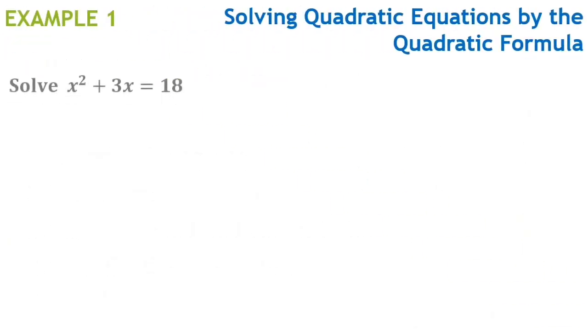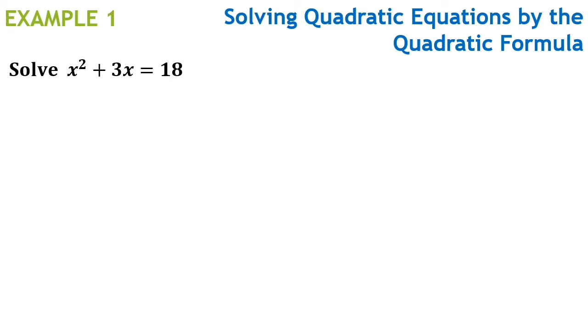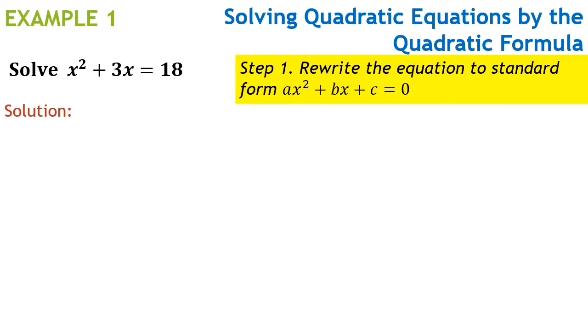To begin with, let us have example number 1. Solve x squared plus 3x is equal to 18. Following step number 1, rewrite the equation to standard form ax squared plus bx plus c is equal to 0. So we are going to rewrite x squared plus 3x is equal to 18 into its standard form. But how?